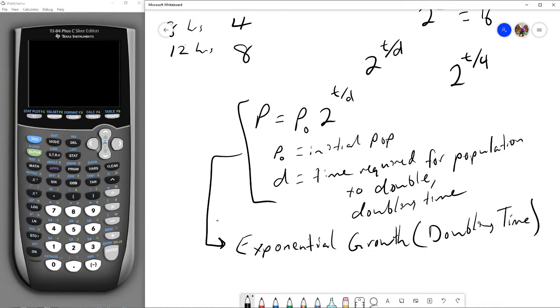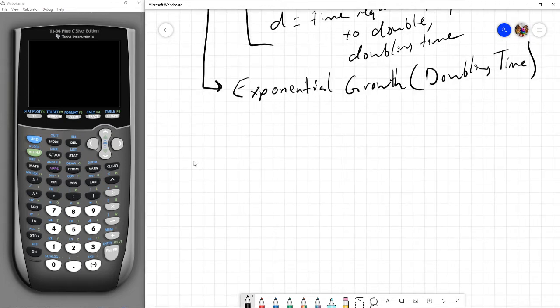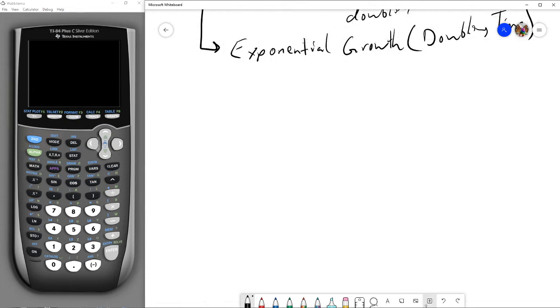We could have just as easily derived an equation for that. Instead of doubling time, we did like tripling time or quadruple time. But usually we're more interested in figuring out how long it takes for a population to double. Now, let's go ahead and work through a nice example with this.